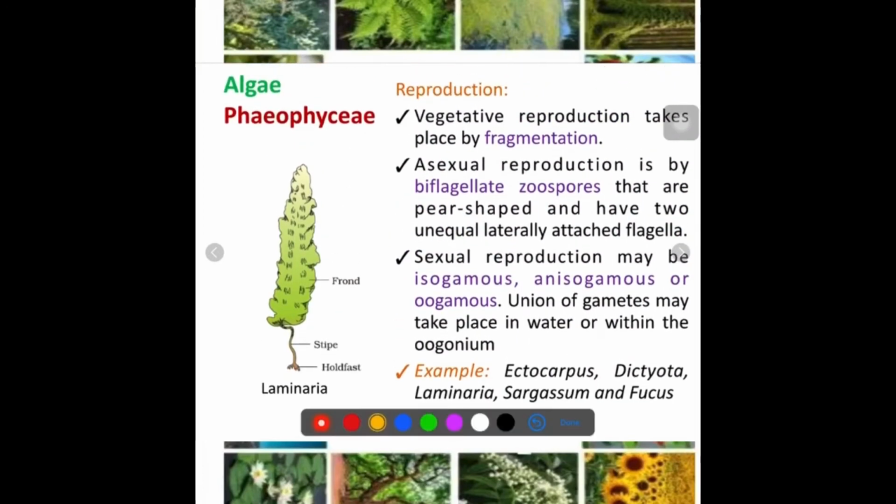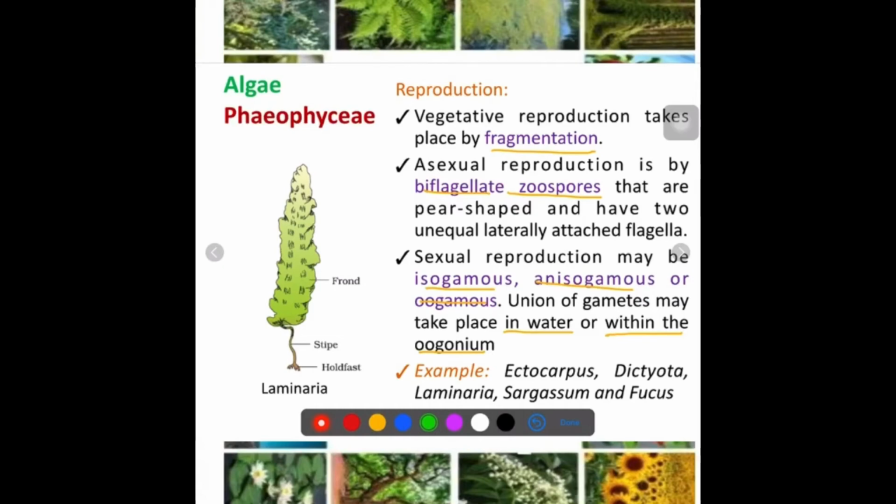Next, regarding reproduction, vegetative reproduction occurs by fragmentation, and asexual reproduction by motile spores which are biflagellate, meaning they have two flagella, and these two flagella are unequal. Sexual reproduction is by fusion of gametes, which may be isogamous, anisogamous, or oogamous. Here the fusion of gametes takes place in water, or it may take place within the oogonium.